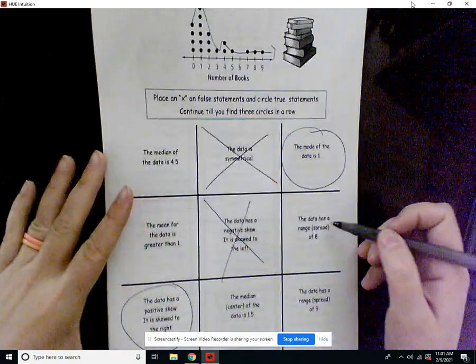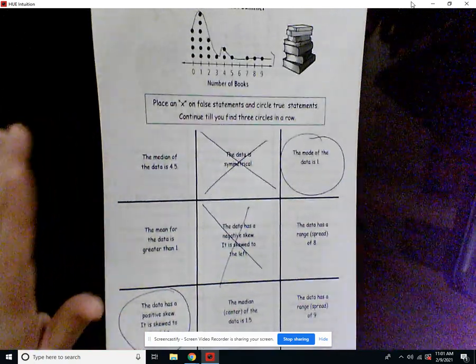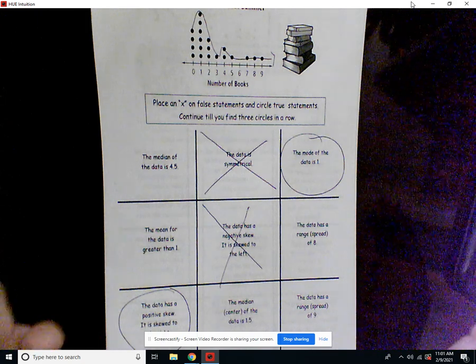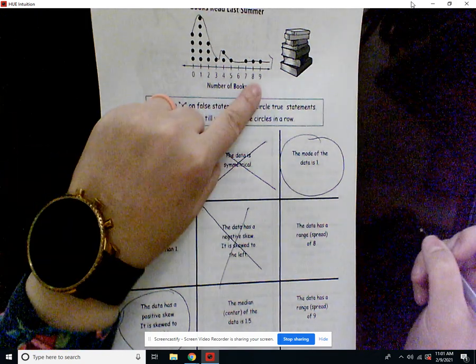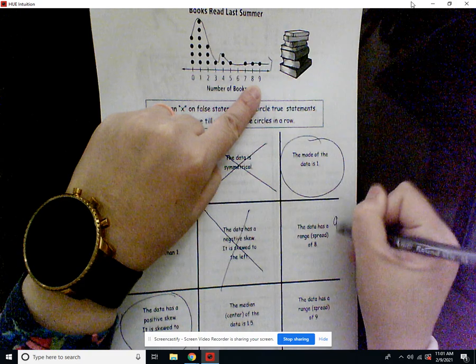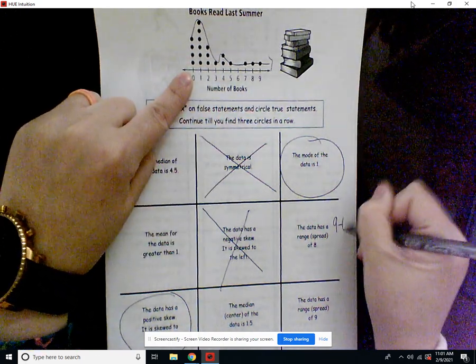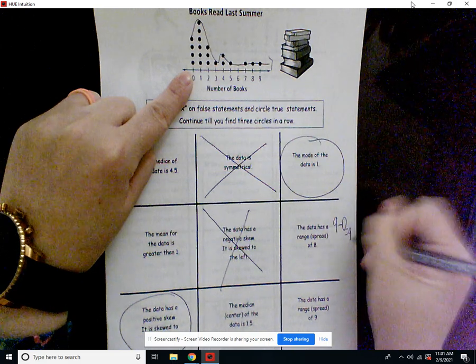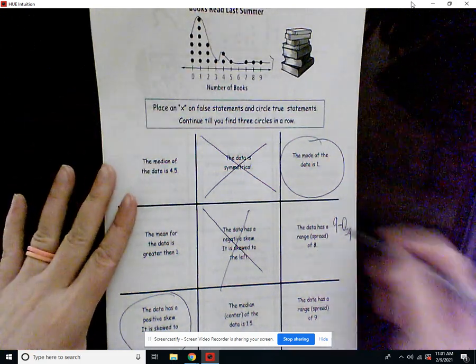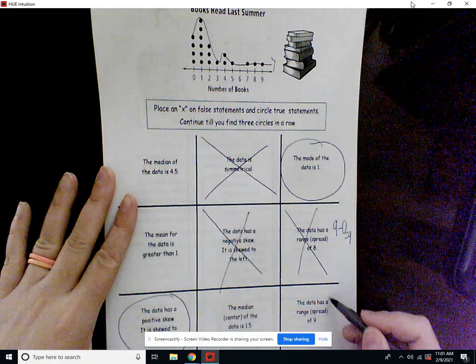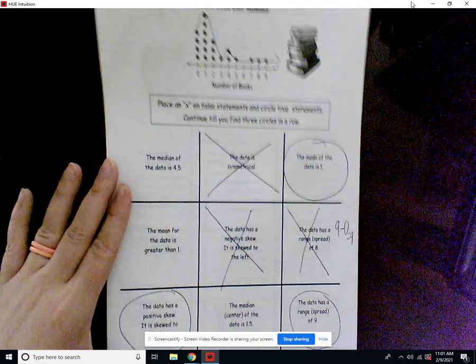Okay, the range has a spread of 8. So the range is where your data starts and where it ends. It has dots. So our range starts at 9. It has a dot, and our last one that has a dot is 0. 9 minus 0 is 9, because it's your highest minus lowest. So it says it's 8. That is false, but the one below it says it's 9.